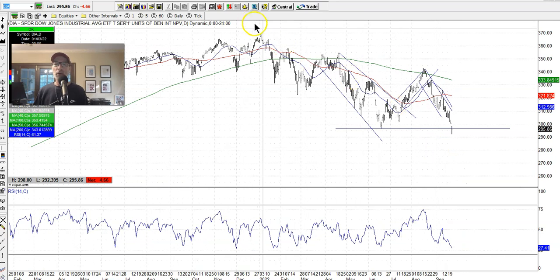So the market is going down. You can just see it. And so why stick your neck out there and try to get really bullish when the market's telling you otherwise? You don't want to fight the market. Let it tell you where it wants to go. And right now it's telling you down is the move.